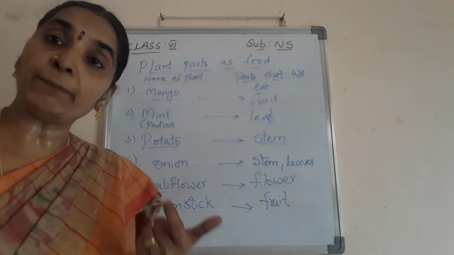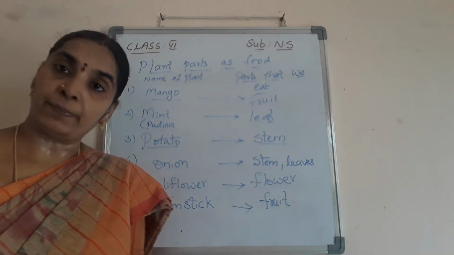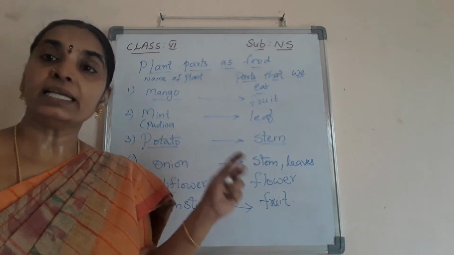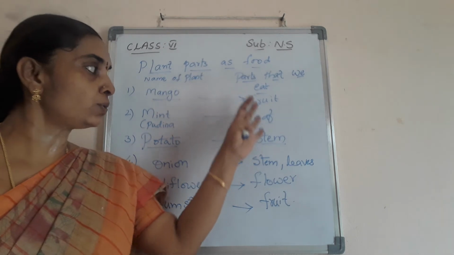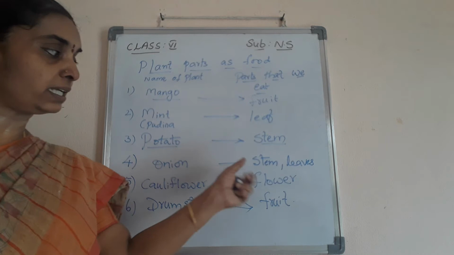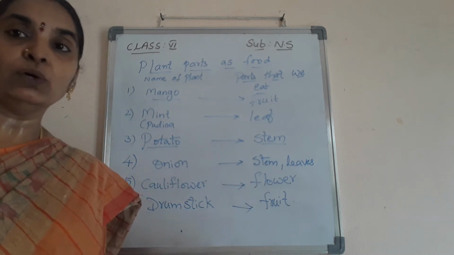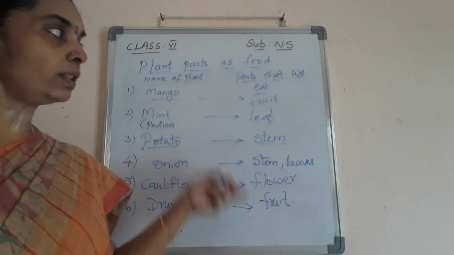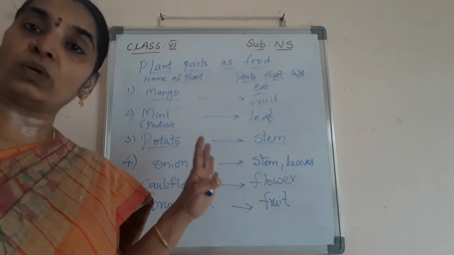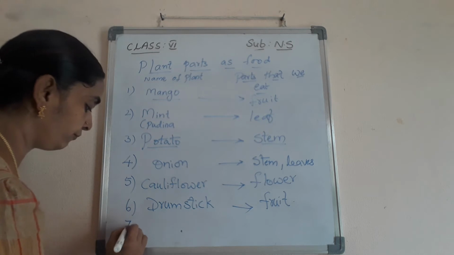If you take the parts of the plant, the parts are root, stem, leaves, fruit and seeds, the different parts of the plant. In different items, you are going to take different parts of the plant as food. Not all the parts are used as our food. In some plants you use all the parts, but mostly you use only one or two parts of a plant as our food.